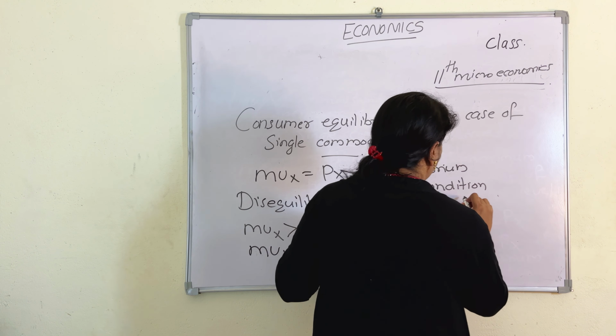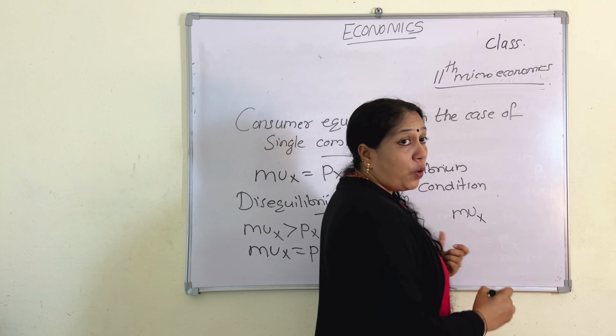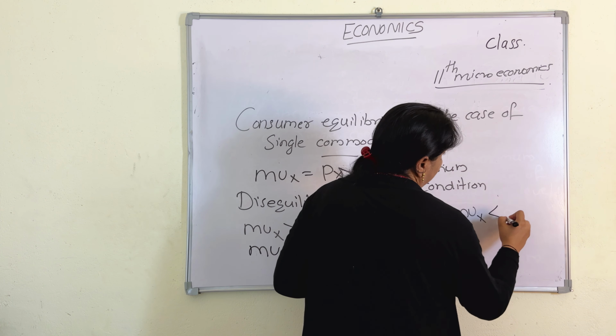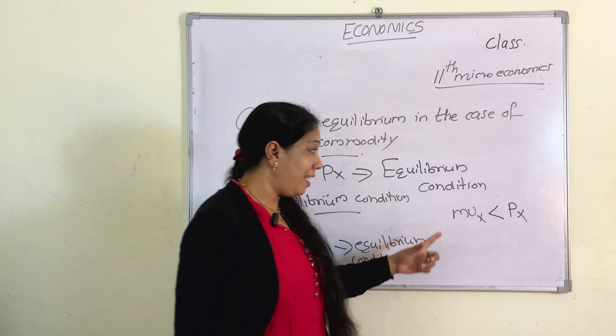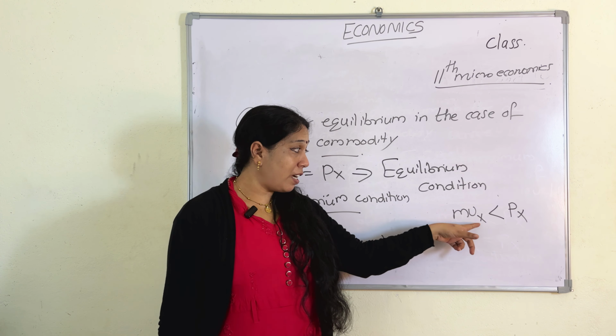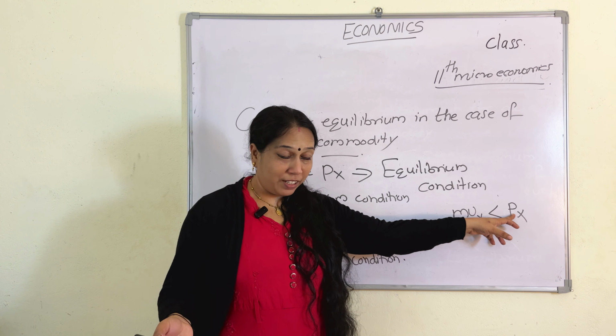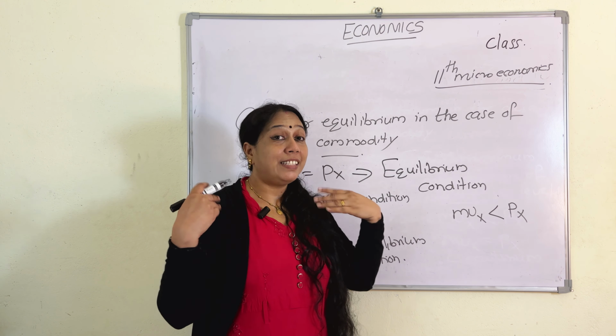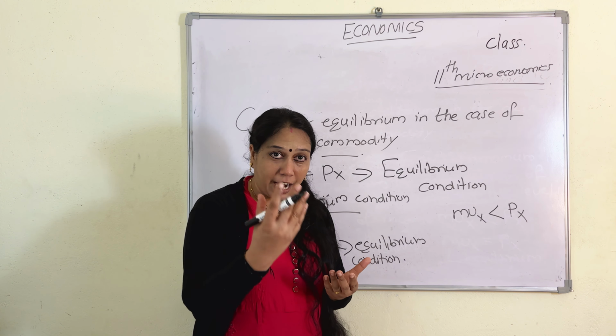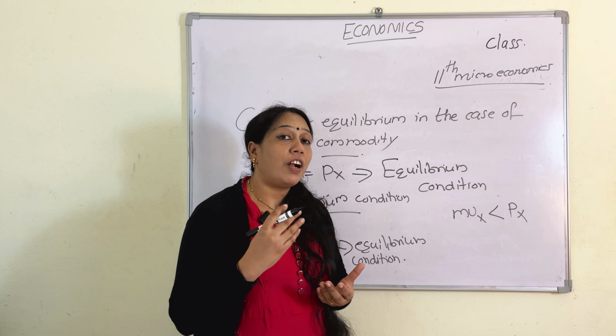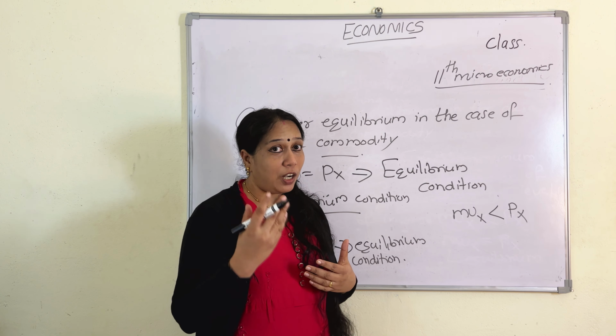Now the next disequilibrium condition is MUX less than PX. Here the marginal utility of the commodity is less and the price of the commodity is more. Then what will happen? If the price is more but the utility or satisfaction from the commodity is less, the consumer reduces the consumption.